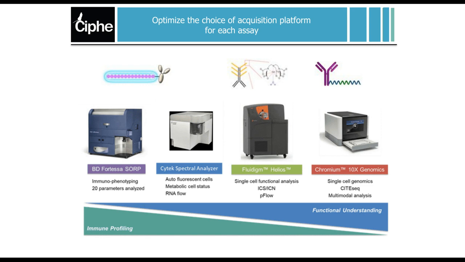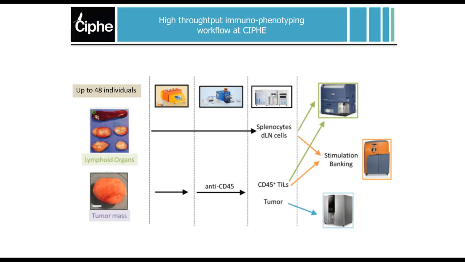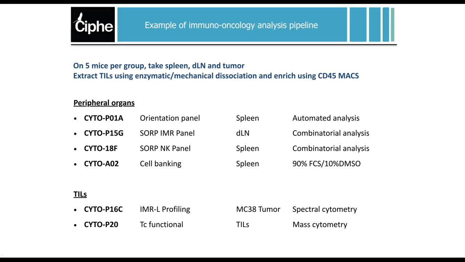improve clinical outcome. One example is the MC38 tumor model. So we could do a clinical efficacy study like a lot of labs do, but what we really put our efforts into is actually extracting immune cells from different organs, lymphoid organs, as well as tumor mass, and using the different technologies we have at CIPHE to actually immune profile in depth the immune system.